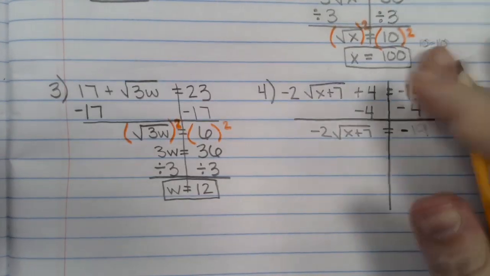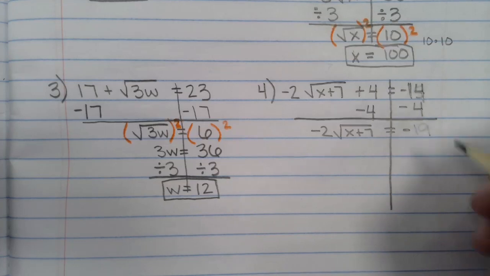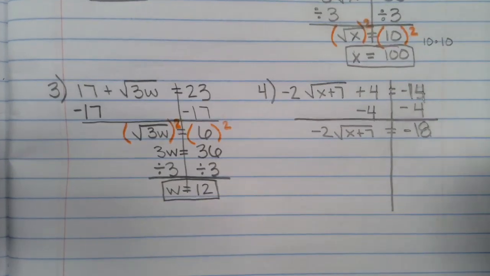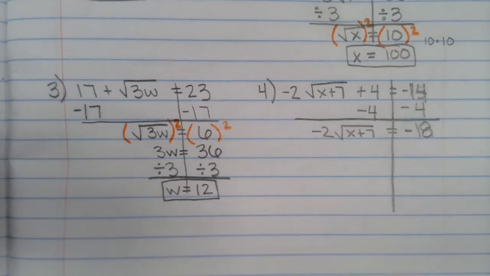All right, so negative 14 minus 4. Negative 18. There we go. Thank you for your patience. All right, now what are we going to get rid of? The negative 2, the square root, or the 7?